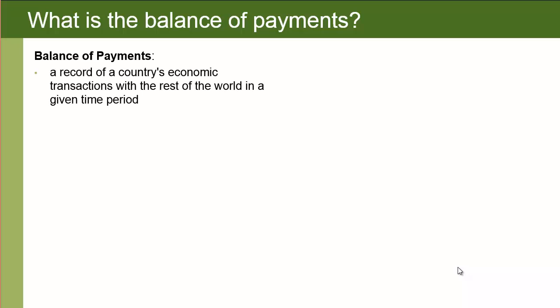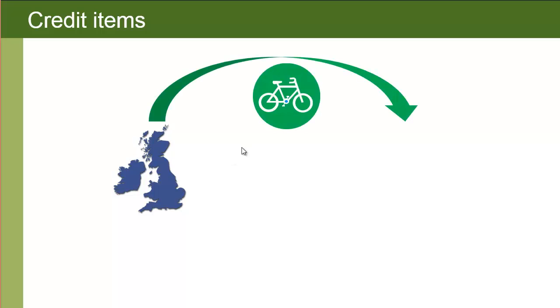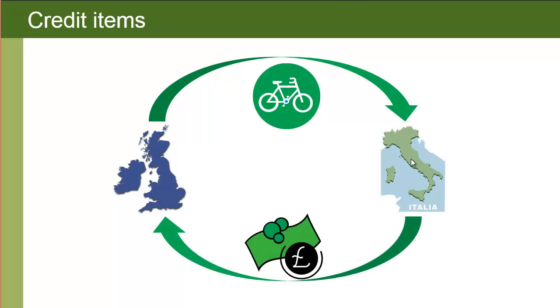Here's the definition. It's a bookkeeping exercise. It keeps a record of our transactions with the rest of the world over, say, a year. So for the UK, we might be exporting bicycles to, say, Italy. Now that's going to be a transaction with the rest of the world, so that needs to be included in the balance of payments. And that's going to be a credit item. It's going to count as a plus.